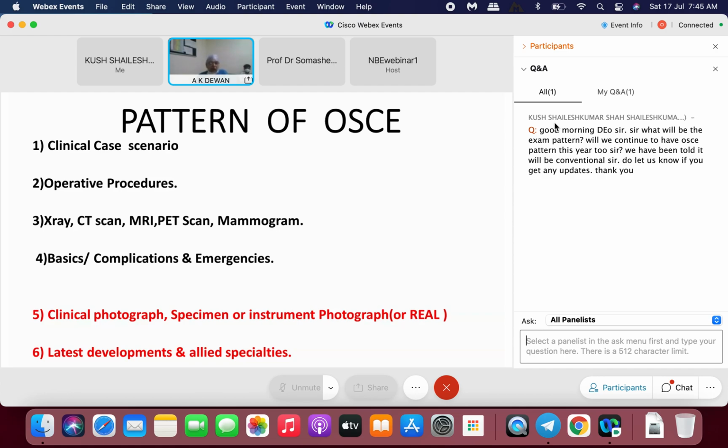And the OSCE may also include some basic oncology, some complications, some emergencies. So a case scenario again will be given to you as a workstation. Then you may have some clinical photograph. In the afternoon session, you will have specimen for 10 marks, instruments for 10 marks, the latest developments and allied specialties, 10 marks, and I think the operative procedures. As you have in all the exams, even your MS exam, the same pattern. And 60 marks will be for 2 clinical cases, which could be a simulated patient, real patient, a volunteer, or even a case scenario given to you. I'll show you all.